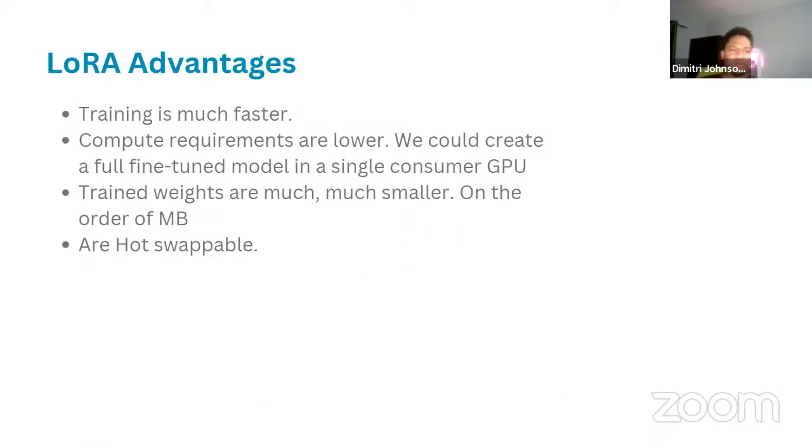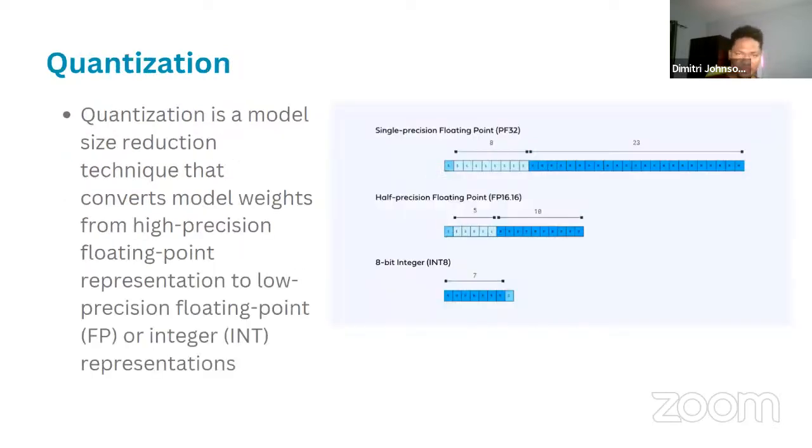Training is much faster with LoRA. Computation requirements are lower. Trained weights are much smaller, on the order of megabytes instead of the typical gigabytes that we get from an entire model. They are hot-swappable. We mentioned that before, right?